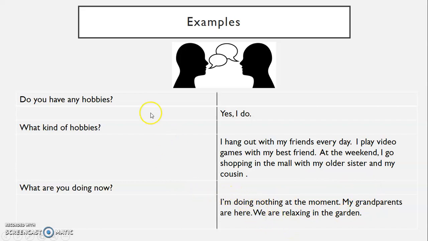So these examples, they have a question and a short answer. They have longer questions. What? What kind of? Then we have language like hang out with my friends, play video games, go shopping, relaxing, doing nothing. And then we also have the present simple and present continuous. So hang out is present simple, play video games. These are the things I do all the time. I go shopping at the weekend. But this one is, what are you doing now? I'm doing nothing at the moment. We are relaxing in the garden. So this is all the language from Unit 1.